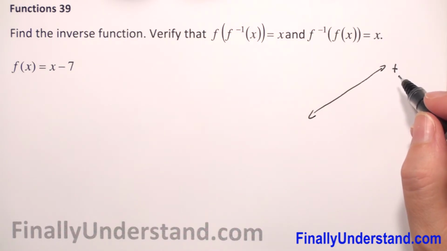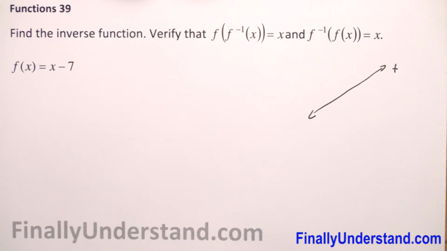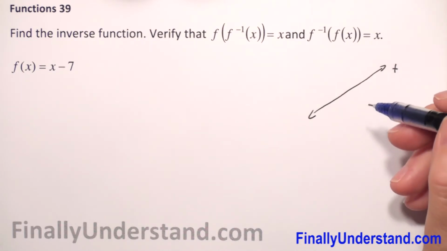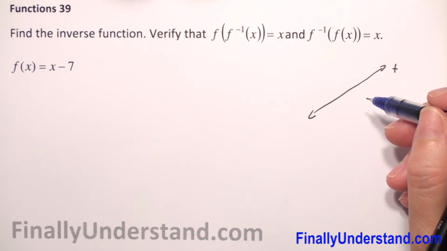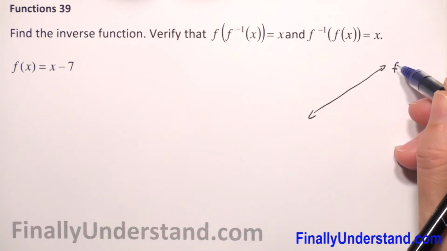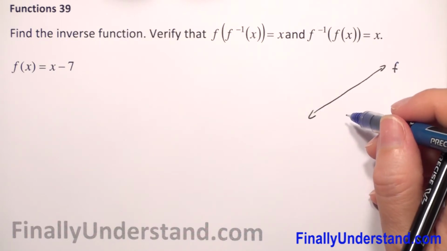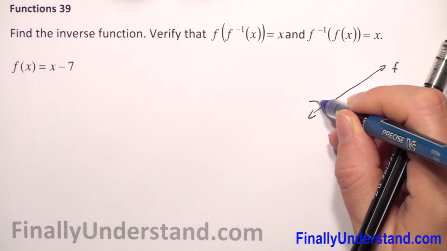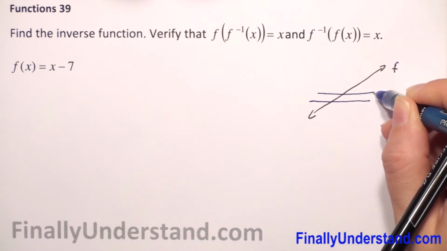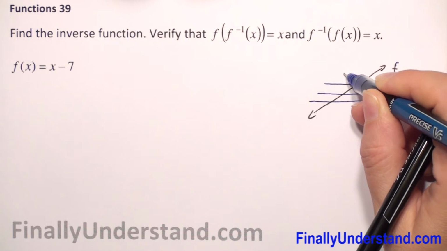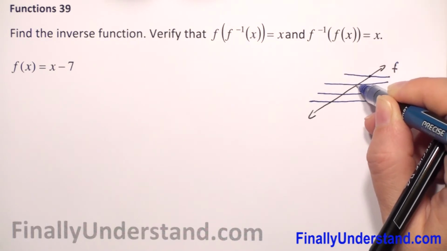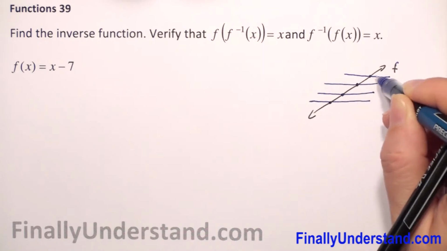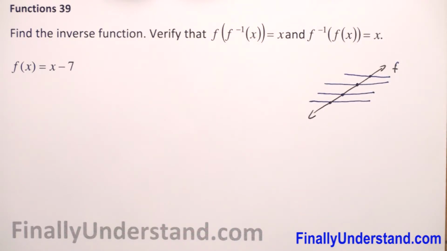When we do the horizontal line test, we draw a horizontal line, and when this line passes more than one point of our f function, it is not 1 to 1. But we see that when we draw horizontal lines, we only pass our f function at one point, always at one point. So this is a 1 to 1 function for 100%.